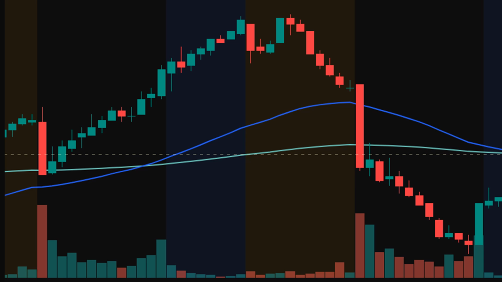So make sure you stay till the end because I'll be showing you a live combo setup that pro traders quietly use to time their entries almost perfectly. So without further ado, let's dive in.